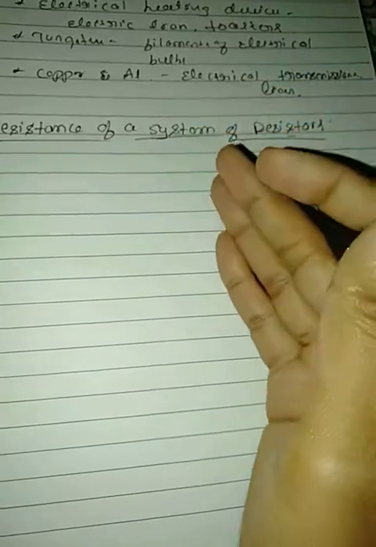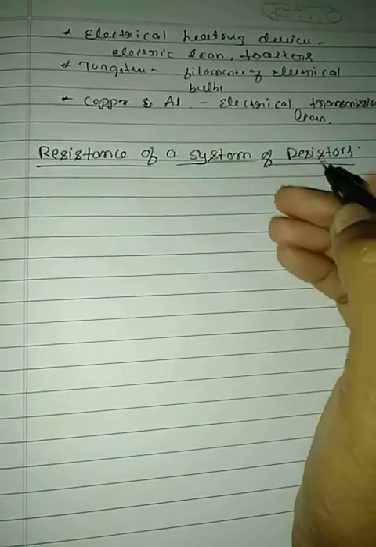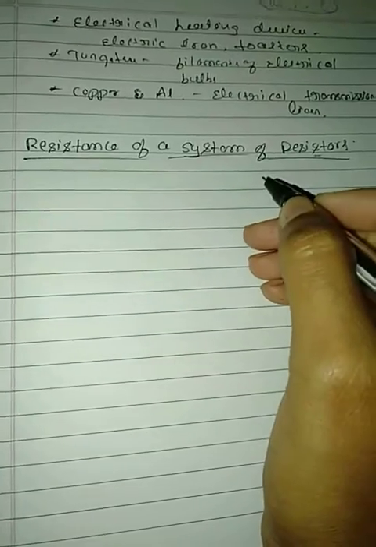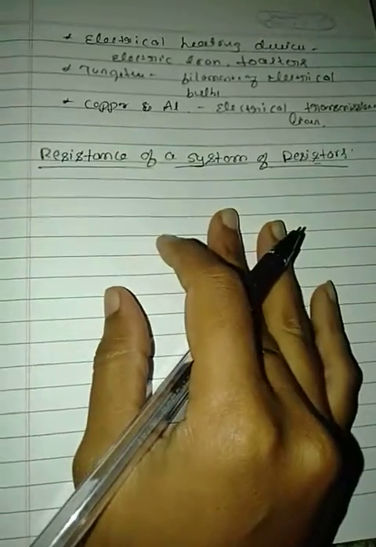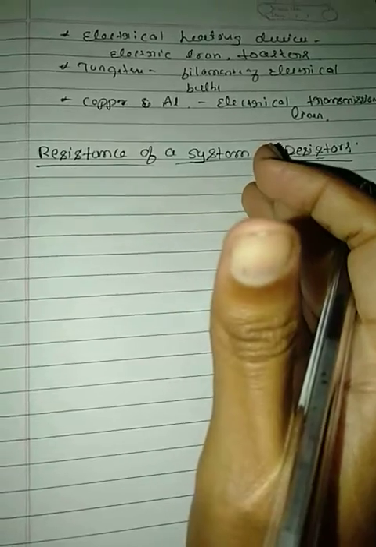So what are resistors? Resistors are used to reduce the current flowing through the circuit. Now these resistors are used in combinations. Two or more resistors are used in electrical circuits, and how Ohm's law is applied to this combination of resistors. There are two methods of joining the resistors together.